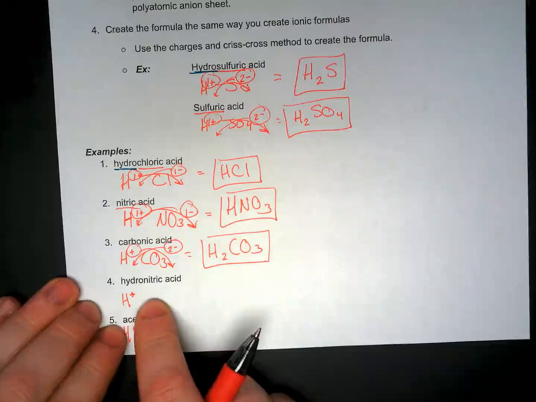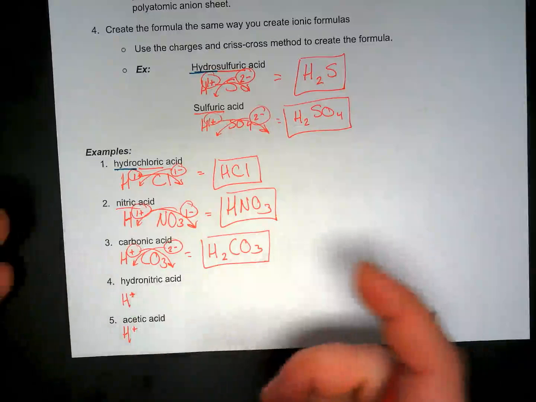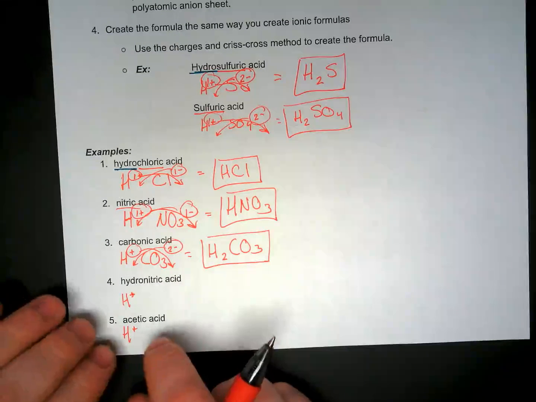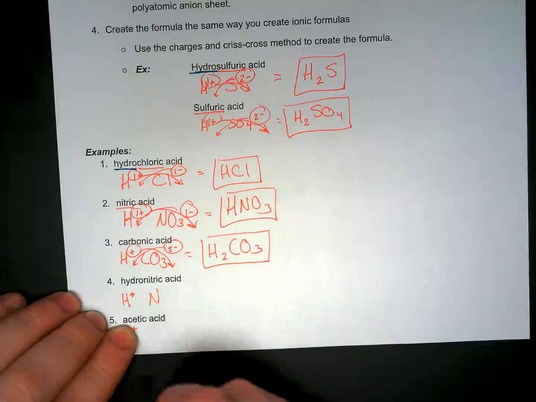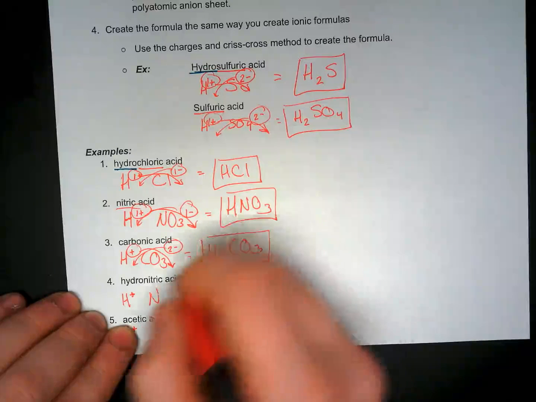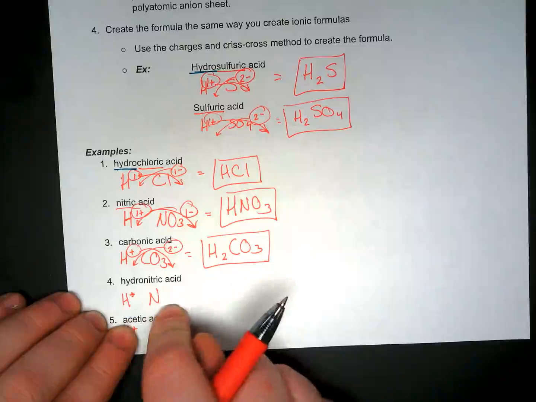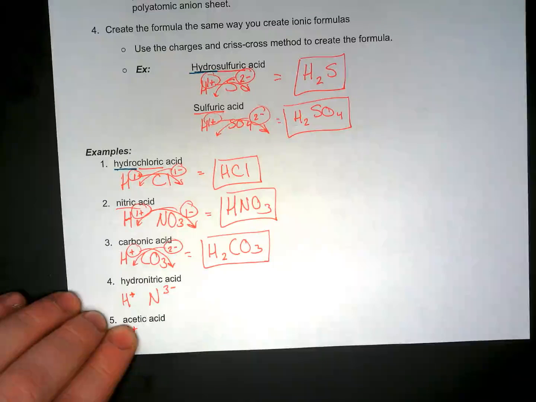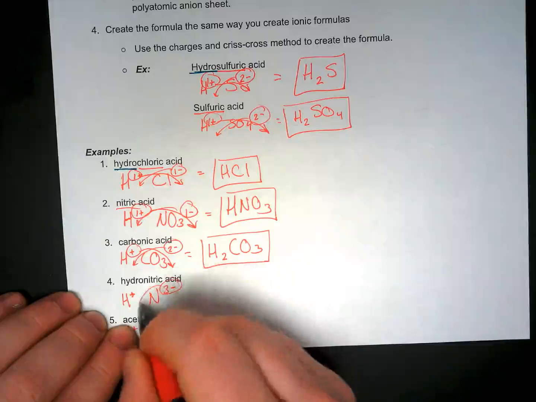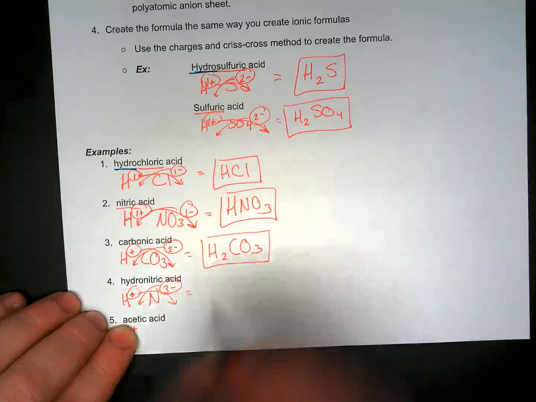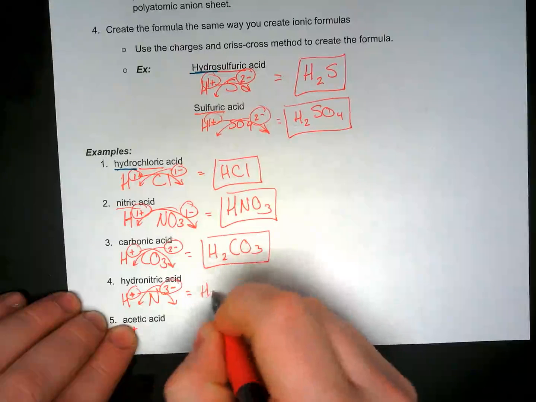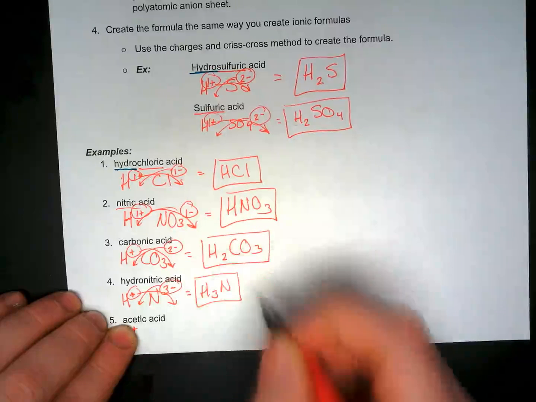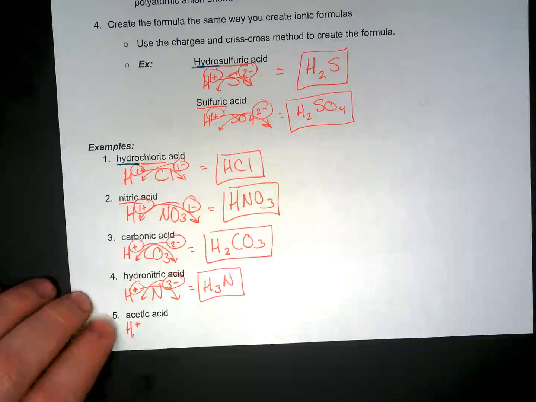Let's go down here, hydronitric acid. Now, we've already done nitric acid, so if there's a hydro in front of it, chances are it's just going to be nitrogen. So we've got 1 plus for the hydrogen. Nitrogen is going to have a 3 negative because it wants to take in 3 of those electrons. Going to simply crisscross. What we've got is H3N. We have our answer here.